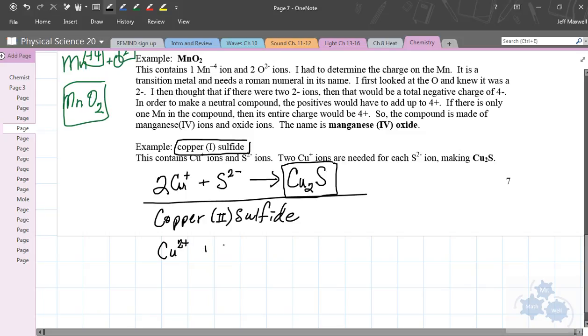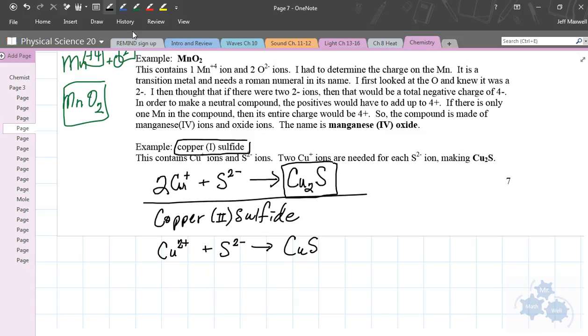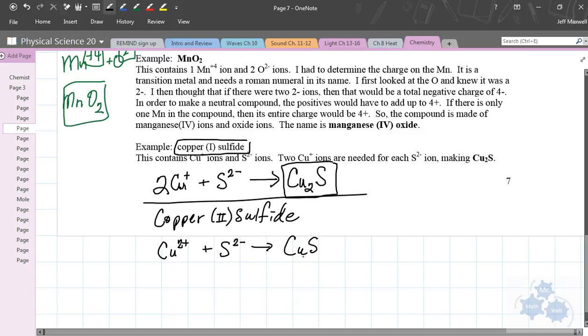Cu2+ and S2-. Now, how many of each do we need so that they balance off exactly? Just one of each. So yes, those of you that said CuS, that's the proper formula for copper sulfide. Now, you wouldn't write this. Oh, what about Cu5S5? That works too. They're balanced.